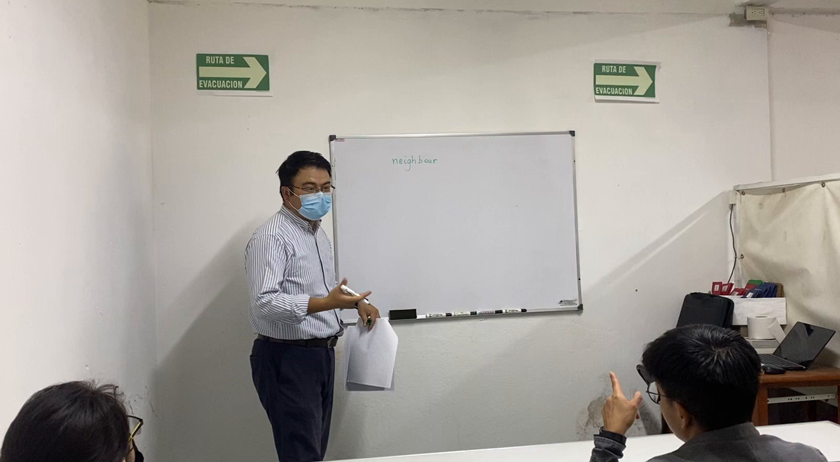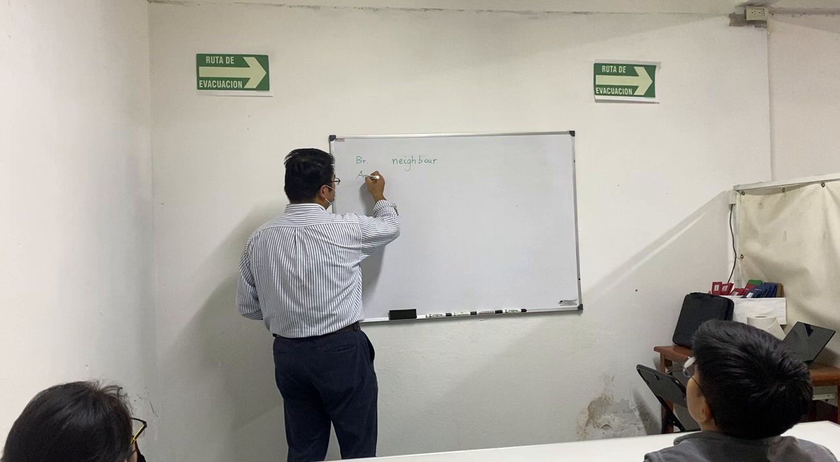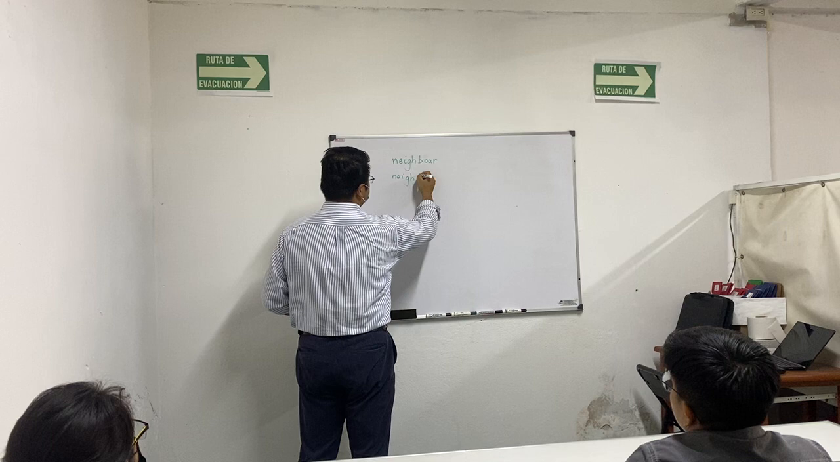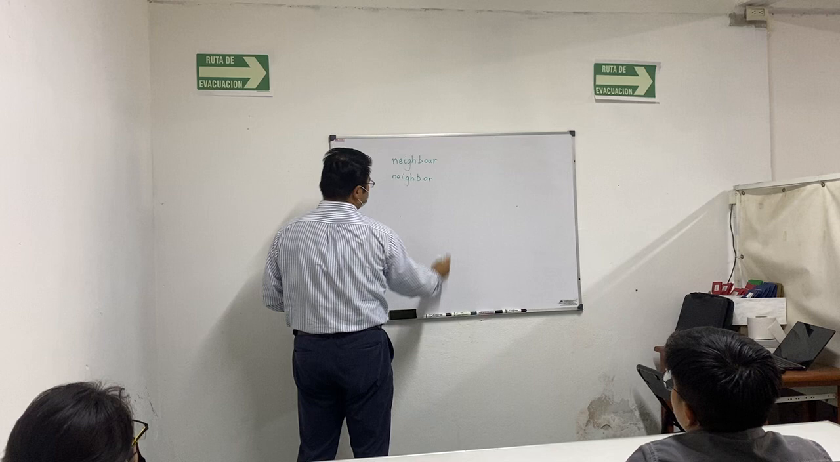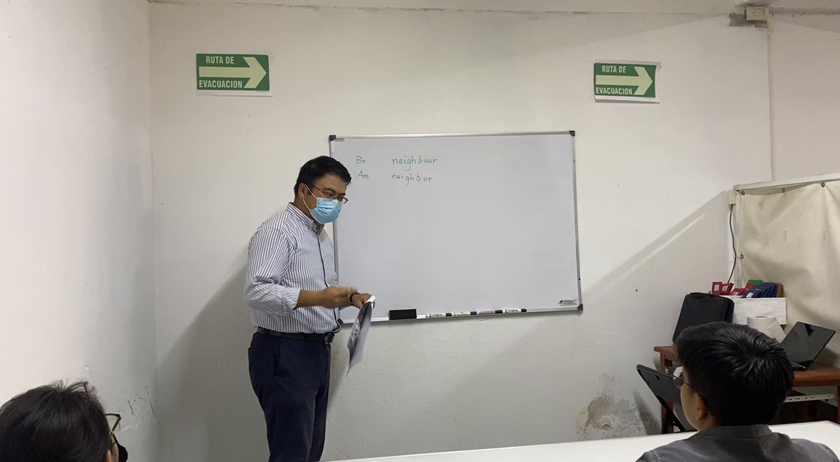But how would they spell it in American English? N-E-I-G-H-B. Seems the same, right? So far so good. But here we have O-R. So that would be neighbor. So the pronunciation is similar, but the spelling is different, right?